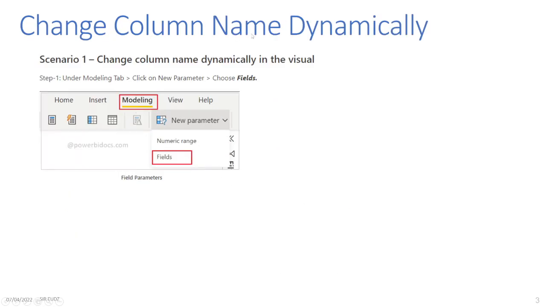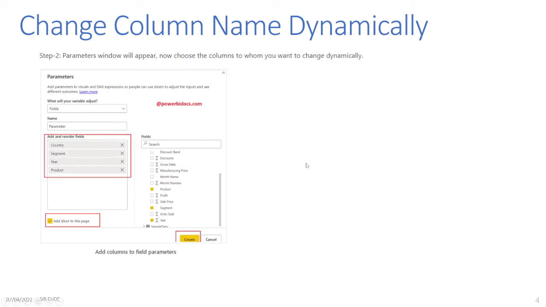So how do we change the column name dynamically in the visual? Under the Modeling tab, click on New Parameter, then choose Fields.